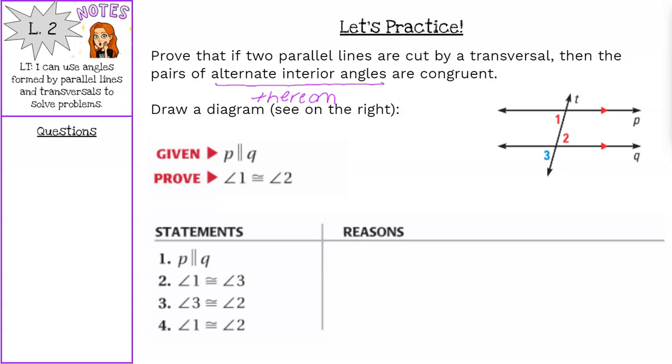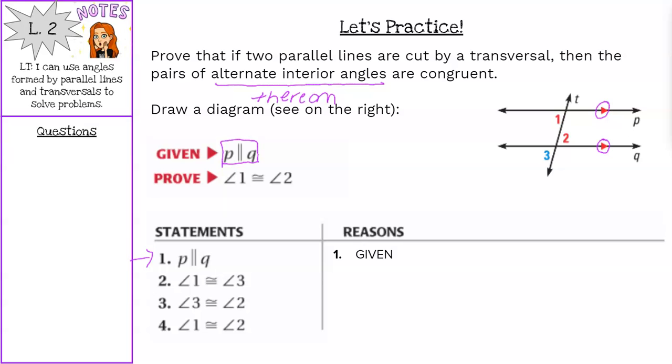So we're given this diagram, and we're given that P is parallel to Q. So our two lines are parallel. We see that in the diagram. So that first statement we know is our given: P is parallel to Q. And then we're told that angle 1 is congruent to angle 3.